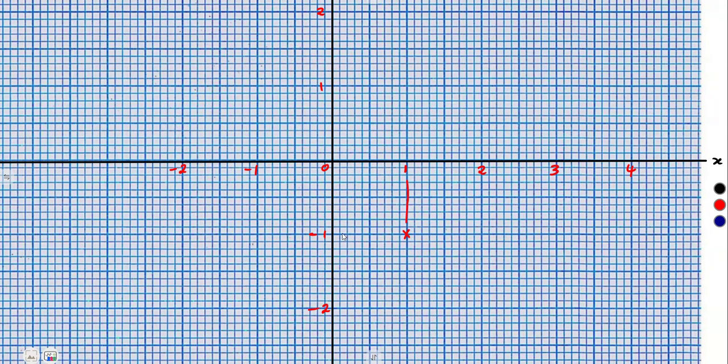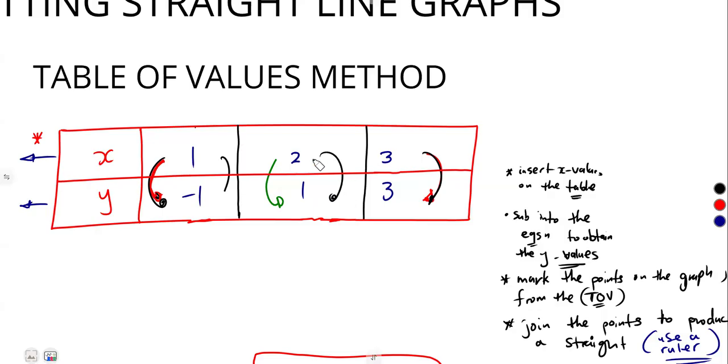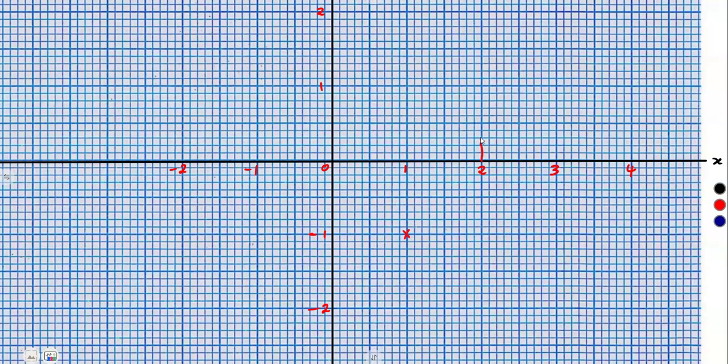So that is 1 and -1 in the y. All right, another one, 2 versus 1, okay? So when x is 2, y is what? Is 1. So where they meet, you mark a point. So that's 2 versus 1.